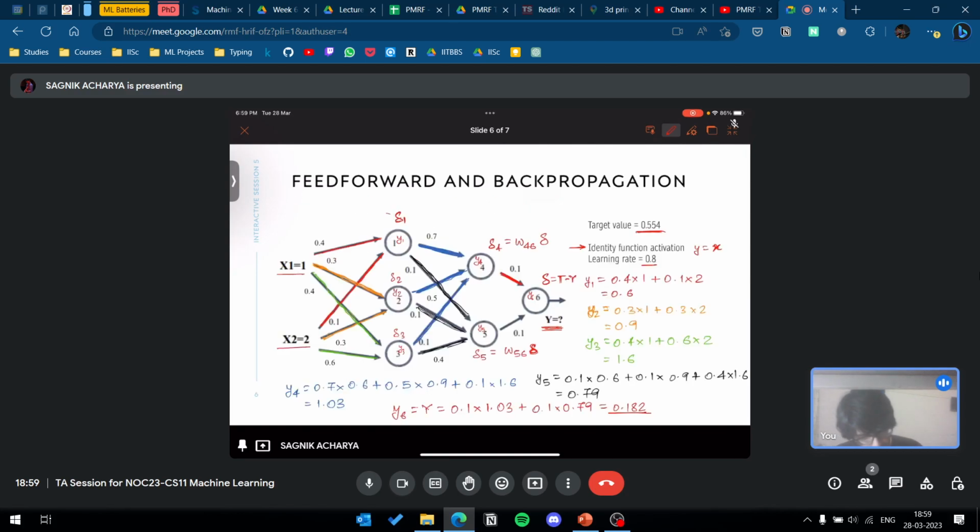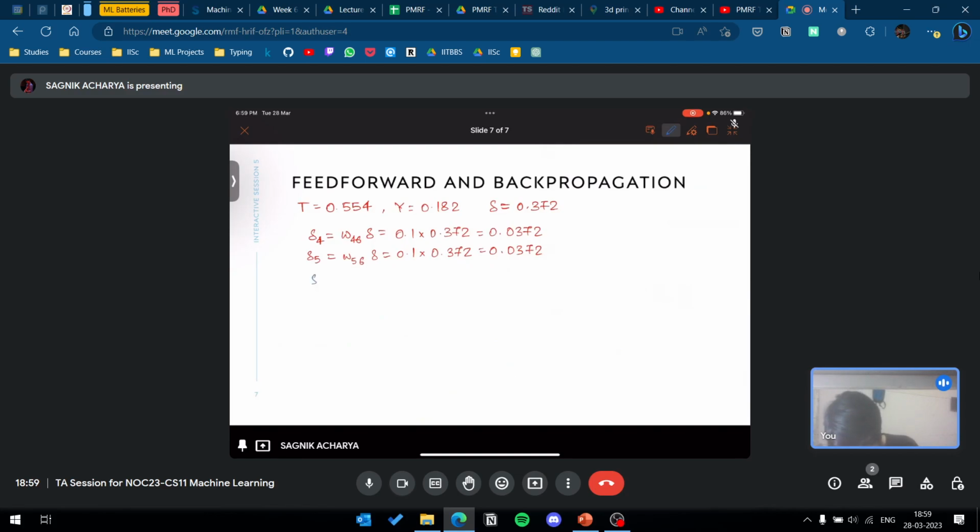Okay, now we move on to the previous layer. Delta 1 here is given by, you see delta 1 is connected to two neurons, right? It is connected to neuron 4 and neuron 5 as well, right? So this will be equal to W14 times delta 4 plus W15 times delta 5, right? Similarly, for delta 2, it will be W24 times delta 4 plus W25 times delta 5. Right, so we'll calculate all of these values.